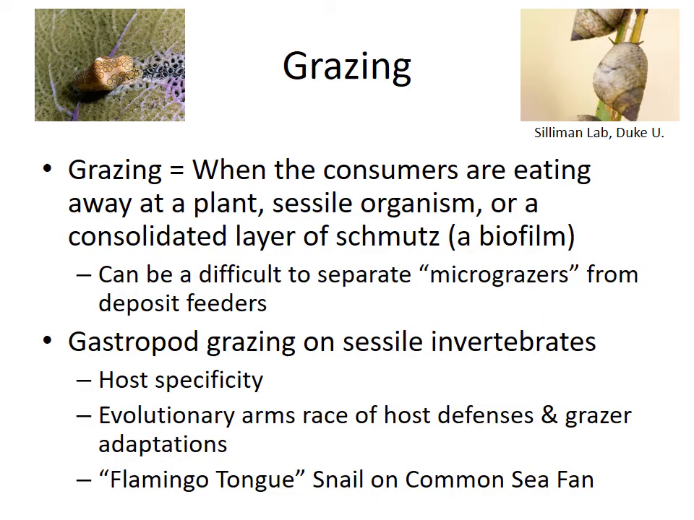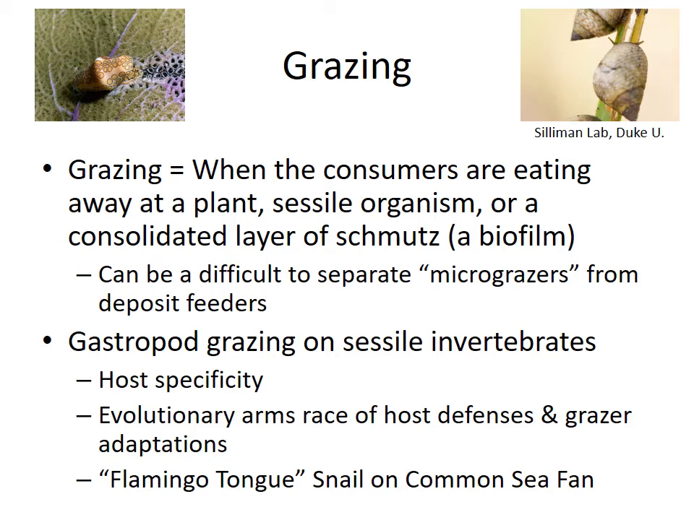Grazing is something that we probably think of a sheep or a cow when we think of a grazer. But grazing occurs anytime that the consumer is eating away at a plant, sessile organism, or consolidated layer of schmutz, or what I would call a biofilm. Well, scientists call it a biofilm. I call it a layer of schmutz.